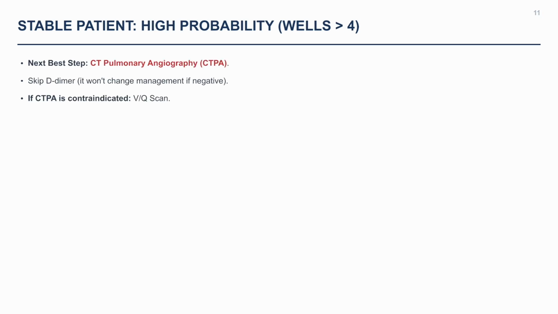For a stable patient with a Wells score greater than 4, skip the D-dimer entirely and go straight to CT pulmonary angiography. This is your gold standard for diagnosing PE. If CTPA is contraindicated due to contrast allergy or renal insufficiency, use a VQ scan instead.